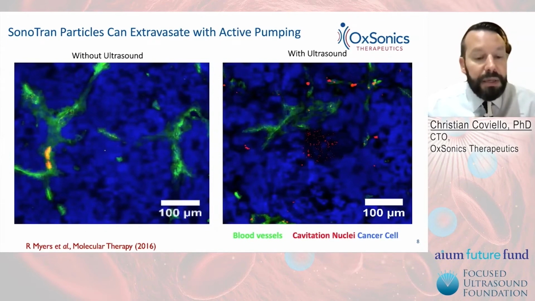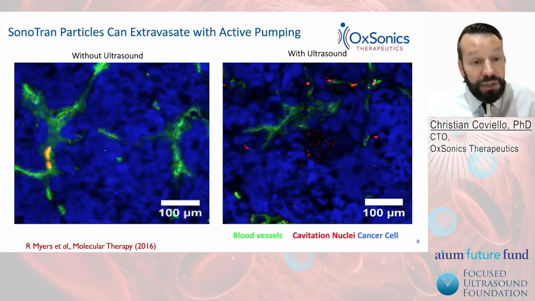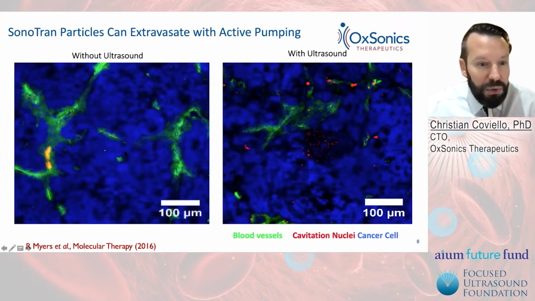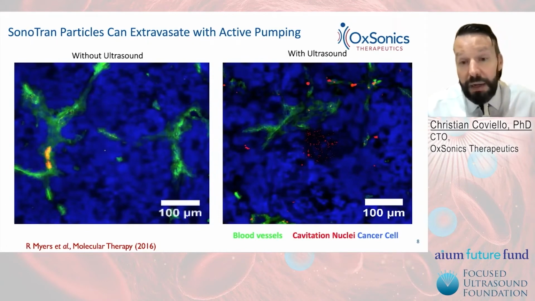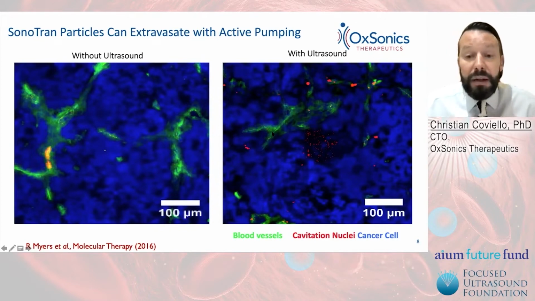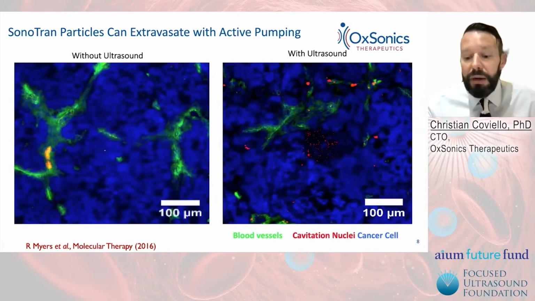So in this particular example, you see cancer cells in blue, blood vessels in green, and our cavitation nuclei, which have been fluorescently tagged in red. We see only a few particles get out of the vasculature into the tumor tissue, most of them remaining within the vasculature or the near perivascular space. But when we apply ultrasound, here on the right, we are able to distribute them throughout the tumor. That's what we would hope to do with the drug as well. So we can more evenly distribute both particles and drug throughout the solid tumor.